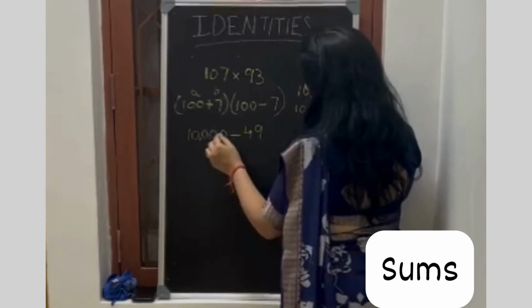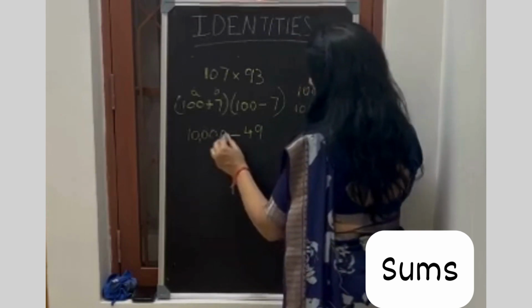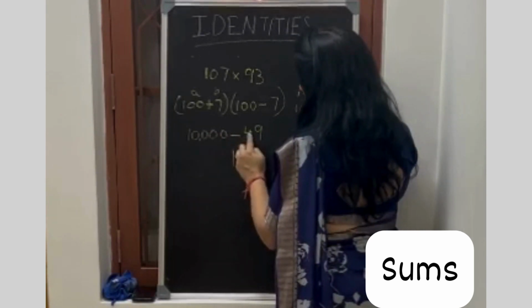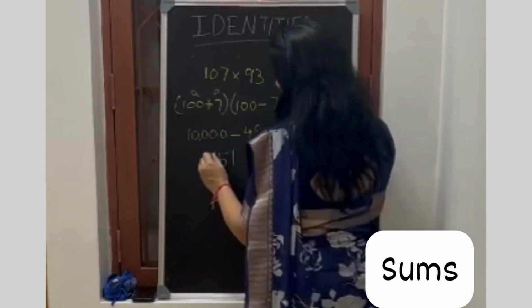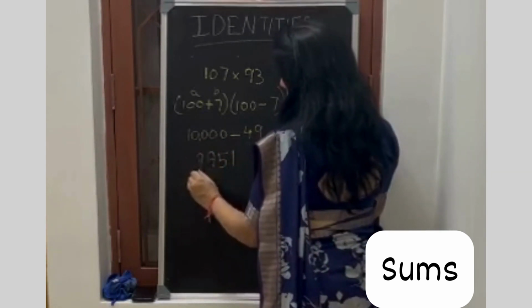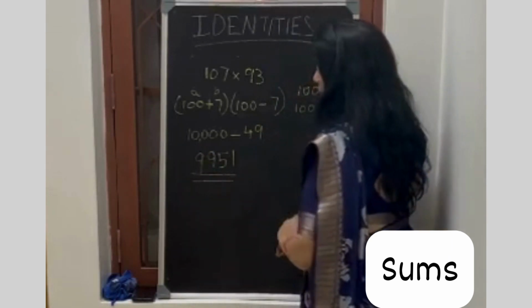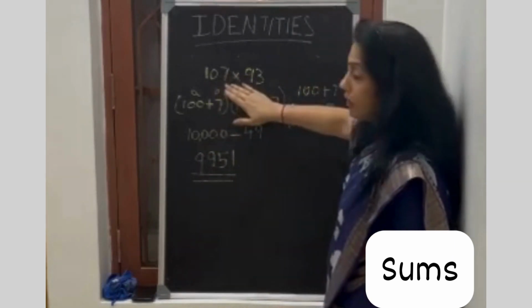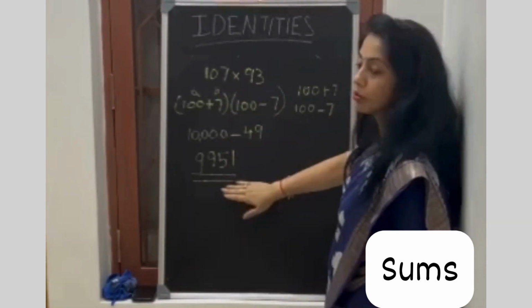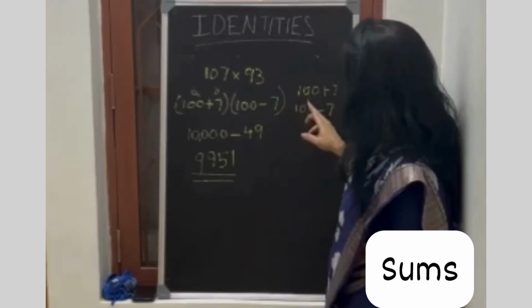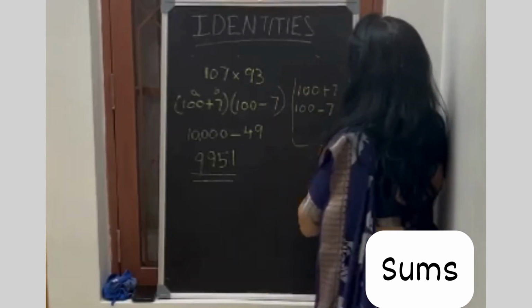So how much will it be? 10 minus 9 is 1. Then 9 minus 4 is 5. Then 9. This is my final answer, 9951. So this sum became very easy because of the formula. I didn't need to multiply them. I just had to do this. And how did I get this? By doing this. This is my working column.